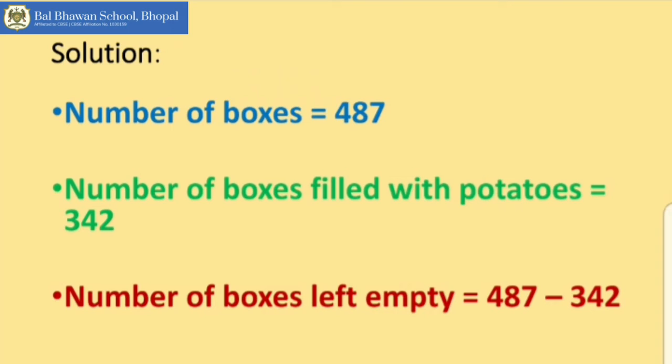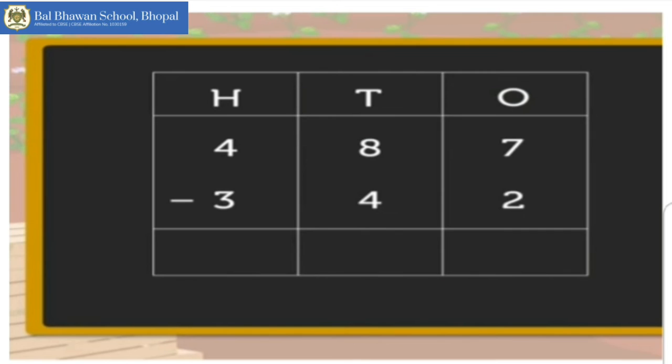Next is number of boxes filled with potatoes. Now out of these total boxes, 342 were filled with potatoes. Now what you have to find out? You have to find out the number of boxes left empty. So again, for finding out that, we have to subtract. So 487, that is total, minus 342, number of boxes filled with potatoes.